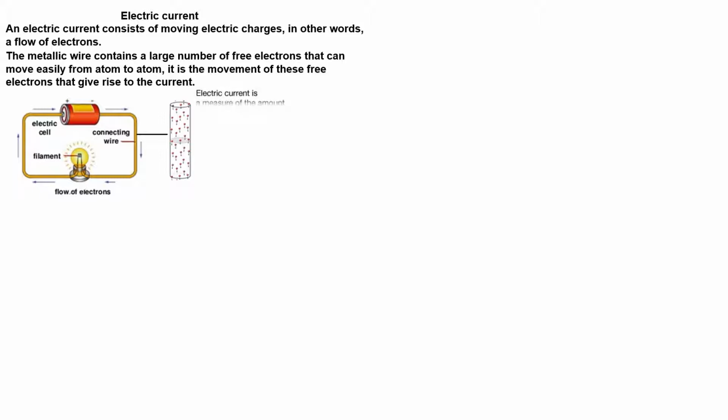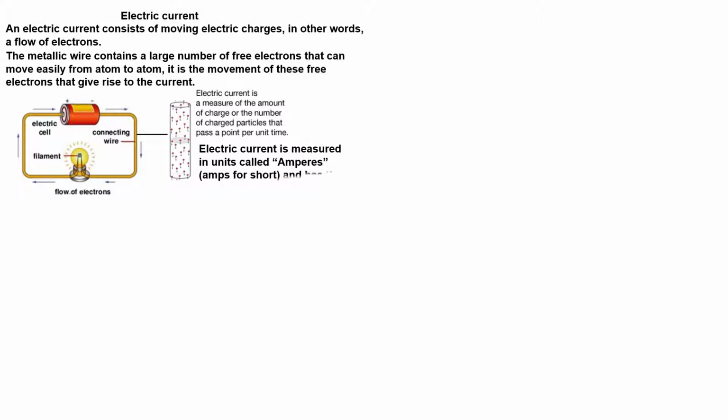Electric current is a measure of the amount of charge or the number of charged particles that pass a point per unit time. Electric current is measured in units called amperes, amps for short, and has the symbol A. The equation connecting charge and current is charge flow equals current times time. Charge is in coulombs. Current is in amps. T is in seconds. Let's see how it works.